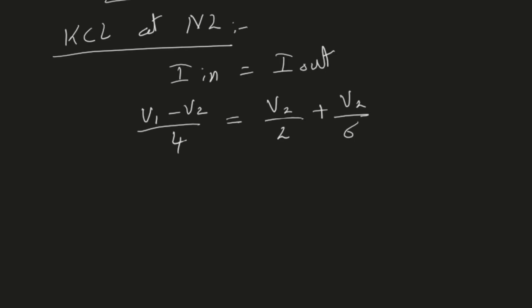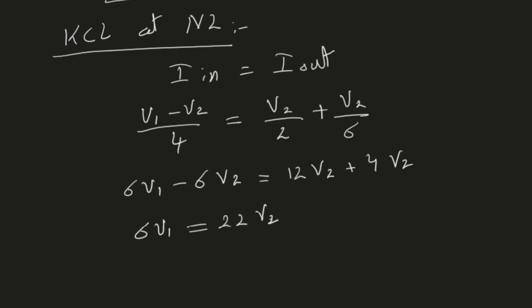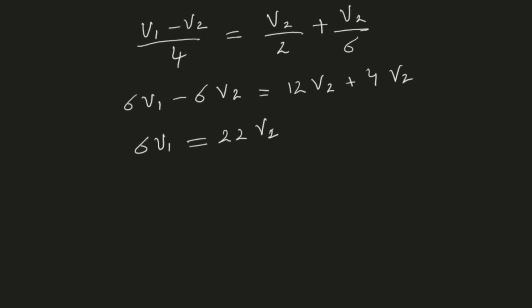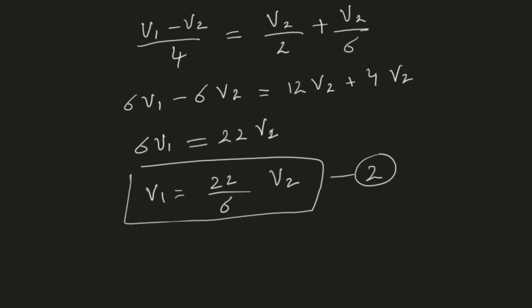Now let's multiply by 24 on both sides. So we will have 6V1 minus 6V2 equals 12V2 plus 4V2. Now 6V1 is the only term, but for V2 we have three different terms. So 12 plus 4 is 16, and 16 plus 6 is 22. So we have 22V2. Therefore V1 is 22 divided by 6 V2. This is our second equation.